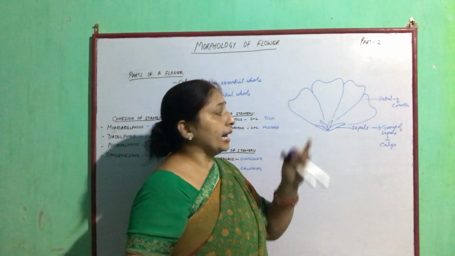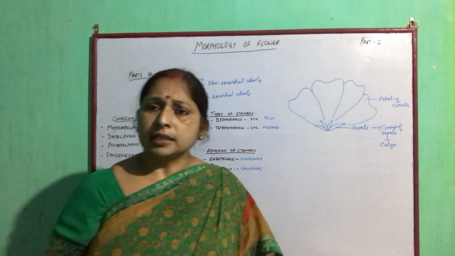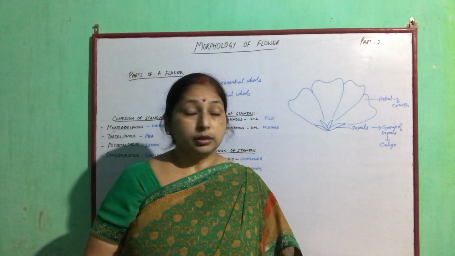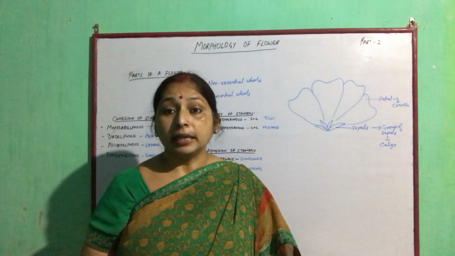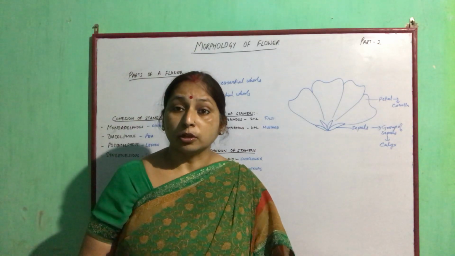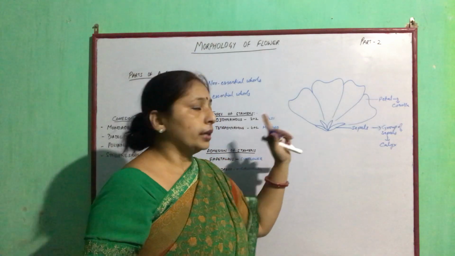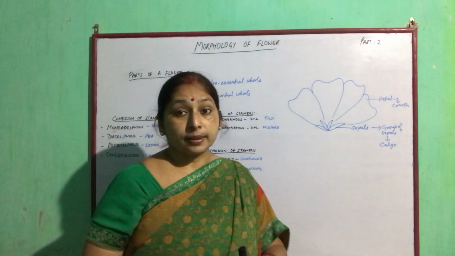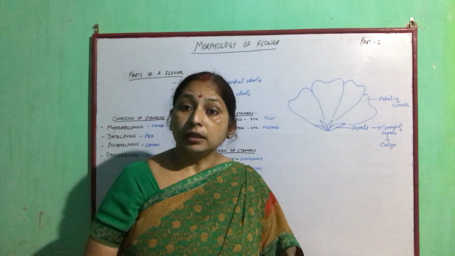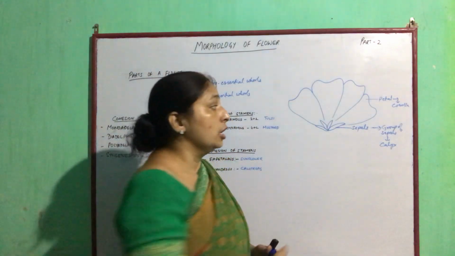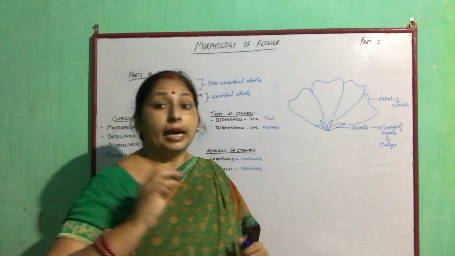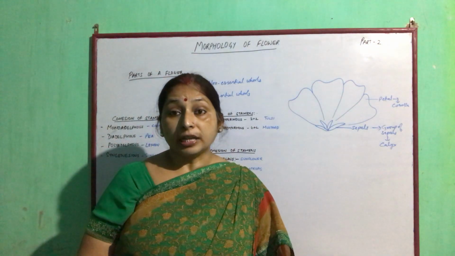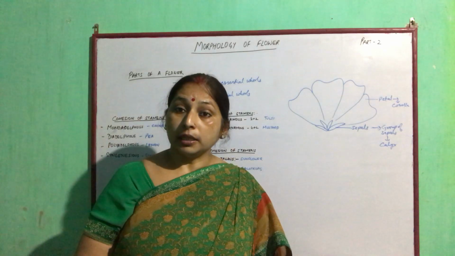Next is the bright or colored part. In some varieties it may be white. It is not necessary that it is always bright; it depends upon its pollination process. In a bright colored flower, these bright structures are the petals. A single one is a petal, a group of petals is termed the corolla, and the role of the petals is to attract insects and birds for pollination.